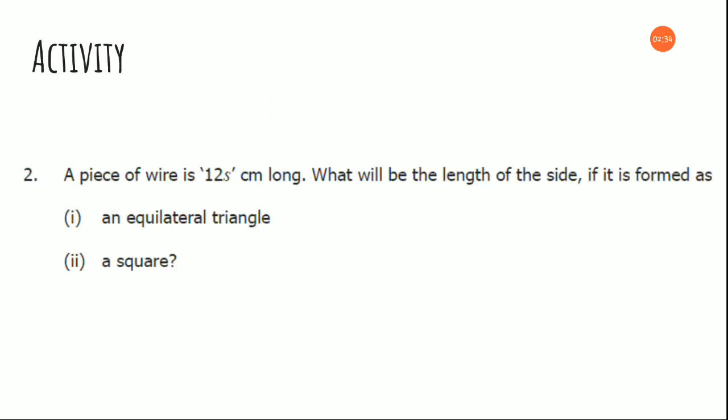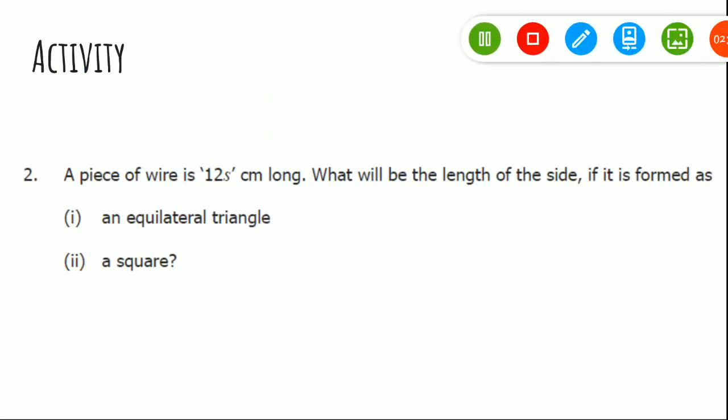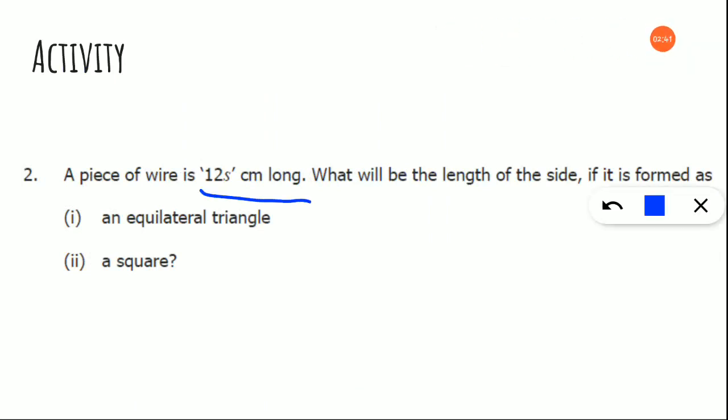Now, for today's activity, you will do this. Look at the question. A piece of wire 12 centimeter long. What will be the length of the side if it is formed as an equilateral triangle and a square? First, instead of wire, we will take a thread, which is easily available at home, the normal thread that mom uses to tie flowers. Take a thread and your scale, and measure 12 centimeter.